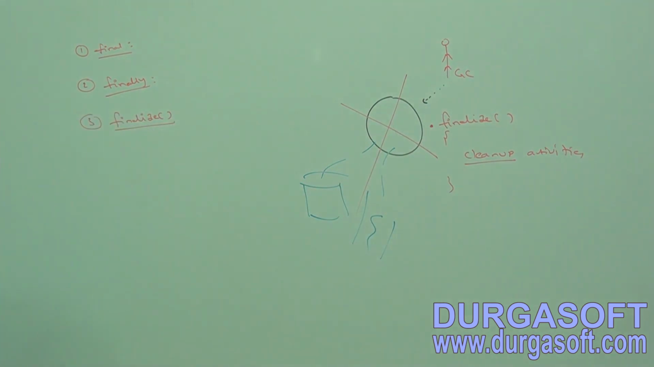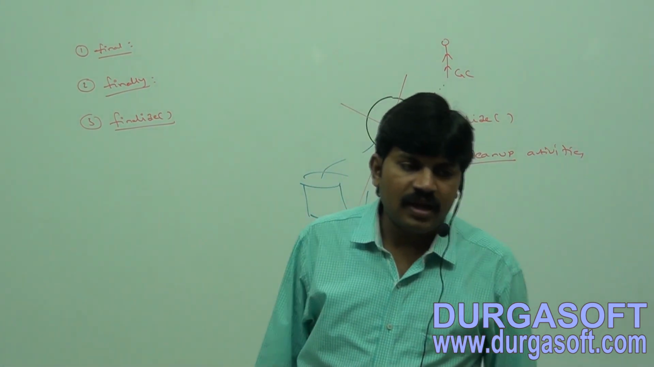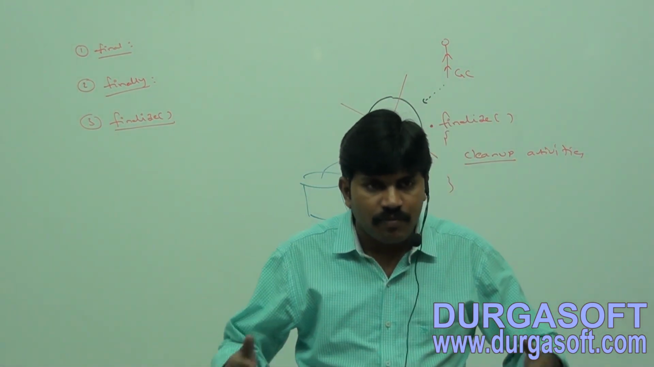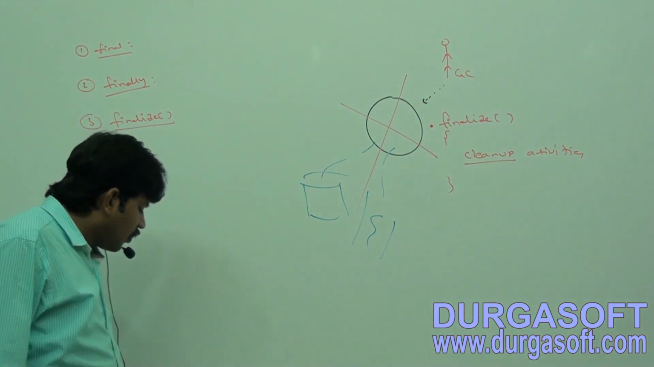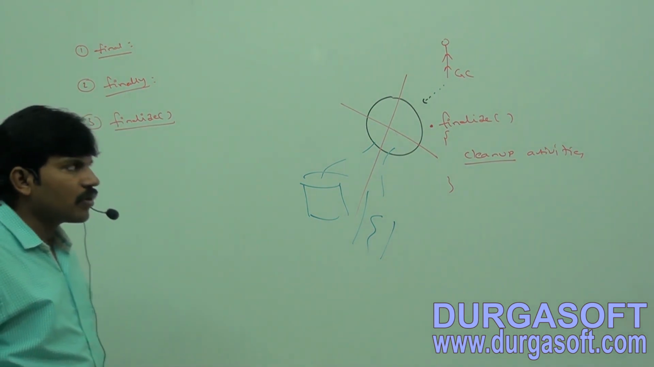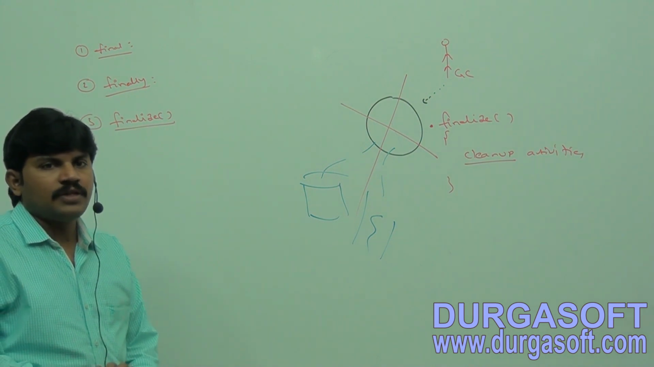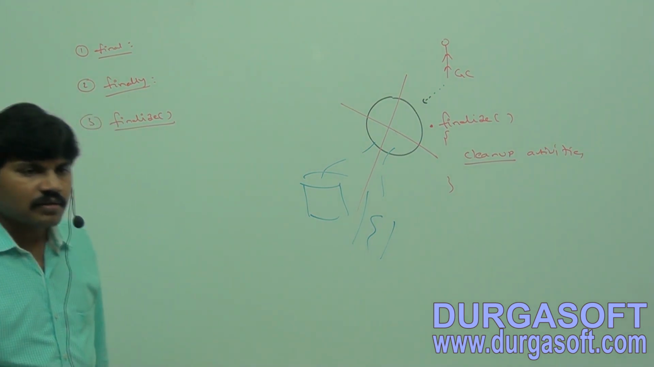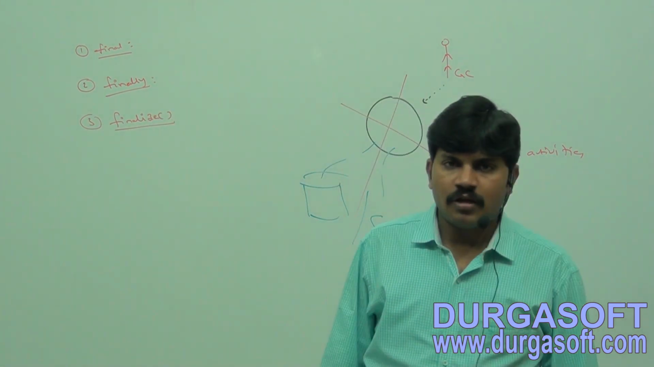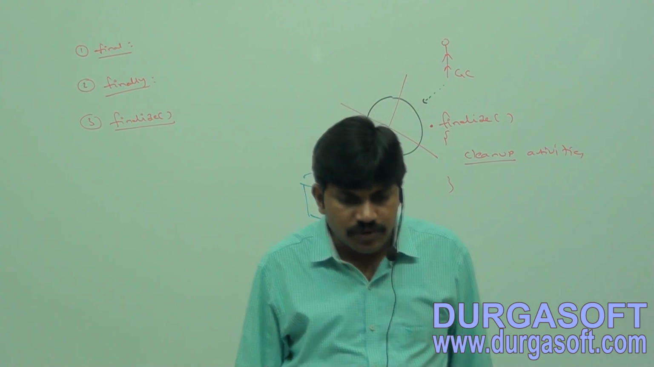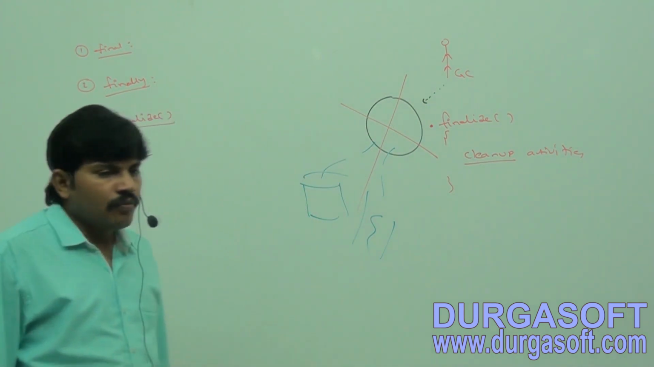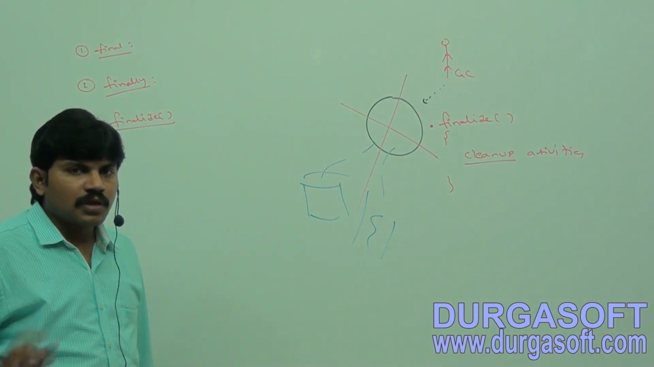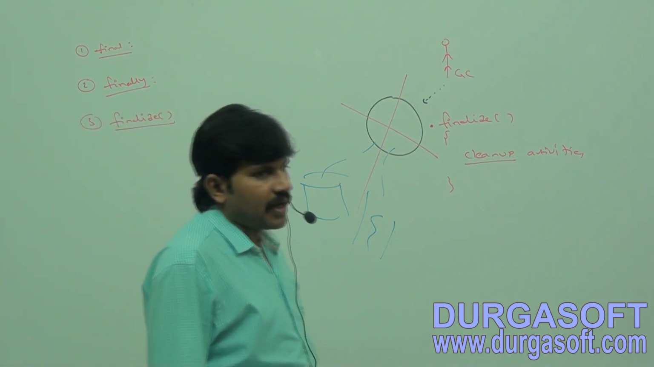Finalize is a method always invoked by the garbage collector just before destroying an object, to perform cleanup activities.